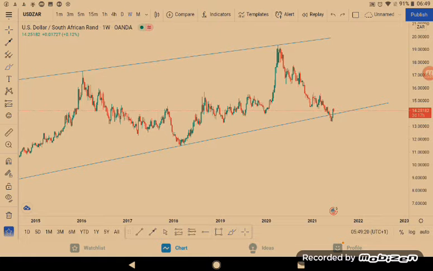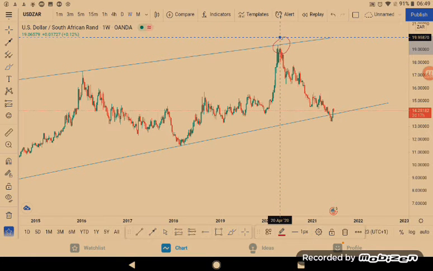So this was our third touch. This is our third touch. And then always, whenever you draw your trend lines, you must always have at least 2 bounces of that price action, and you must not force it.